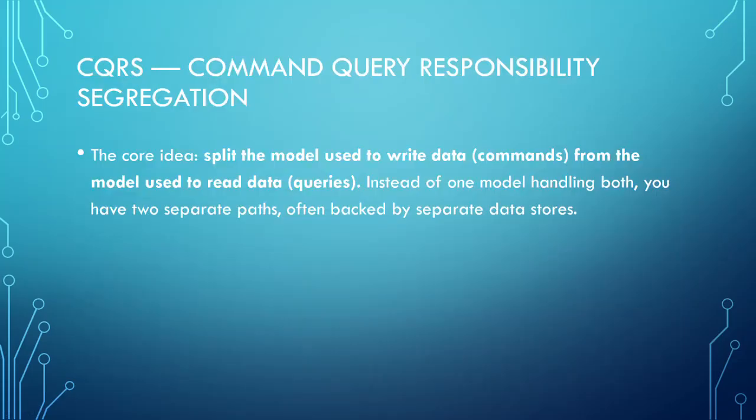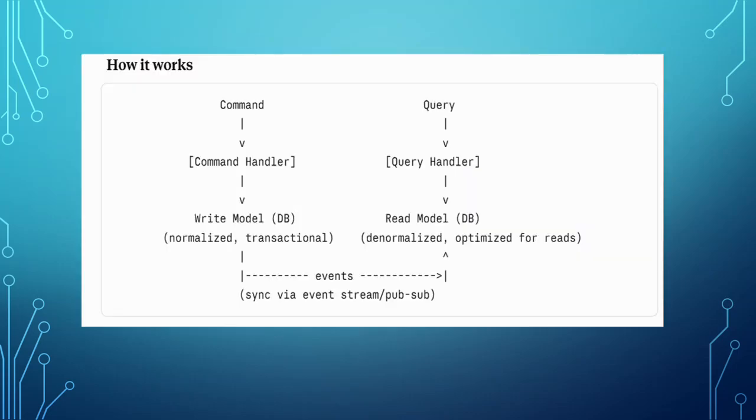CQRS, command query responsibility segregation. This is the third database pattern. What it does is split the read and write. All the writes are called commands and all the reads are called queries. Instead of one model or service handling both, there will be two different models or separate services handling writes and reads separately. So this is how it works.